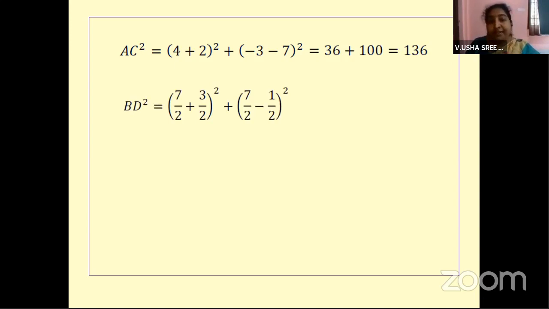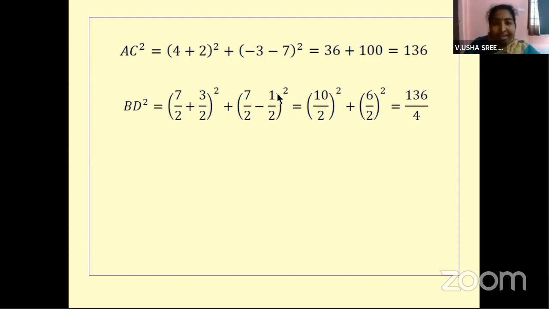Now we will calculate the diagonal BD square. BD square is (7/2 + 3/2) whole square plus (7/2 - 1/2) whole square. Then you will get the first bracket as (10/2) whole square, and this is (6/2) whole square. (10/2) whole square plus (6/2) whole square is 100/4 plus 36/4. So you will have it as 136/4, children.